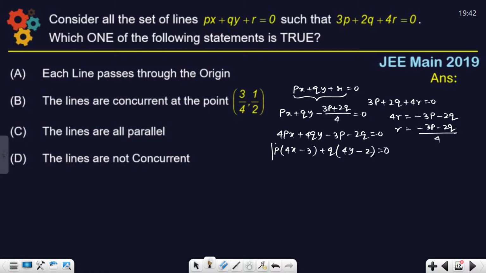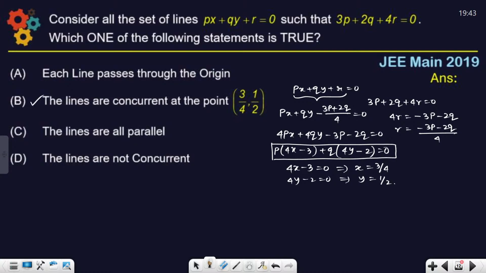Now, this is the converse of family of lines where p and q are two parameters. So here we will say that this line is passing through a fixed point. And that fixed point is nothing but the point of intersection of 4x minus 3 equals 0 and 4y minus 2 equals 0. From here we are getting x as 3 over 4. And from here we are getting y as 1 over 2. Okay. So the lines are concurrent at the point 3/4, 1/2. Hence option B is correct.